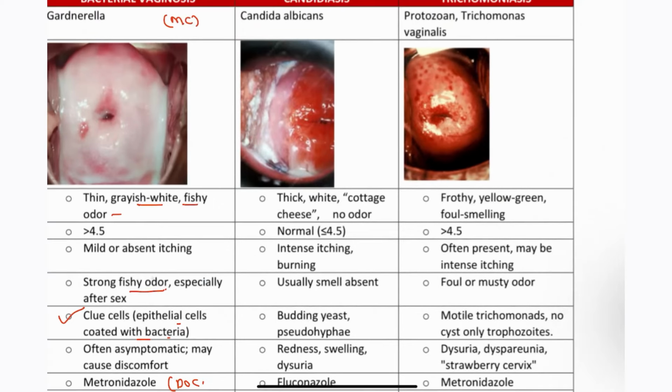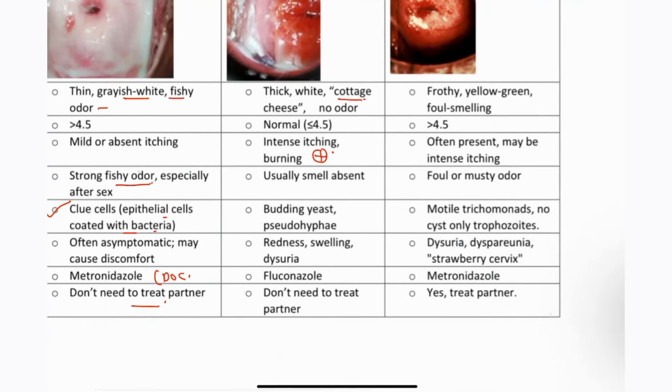Next, candida, which will present as a cottage cheese discharge, and there will be severe itching. Severe itching will be seen in this patient. On histology, budding yeast and pseudohyphae will be seen. Fluconazole is the drug of choice, and there is no need to treat the partner.